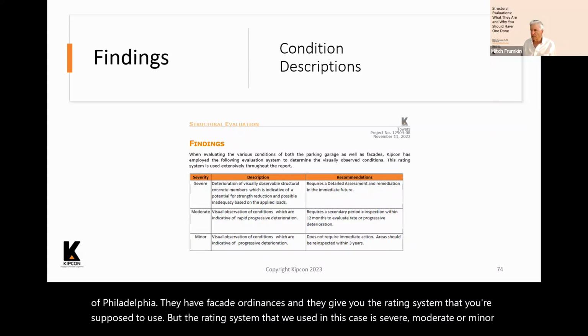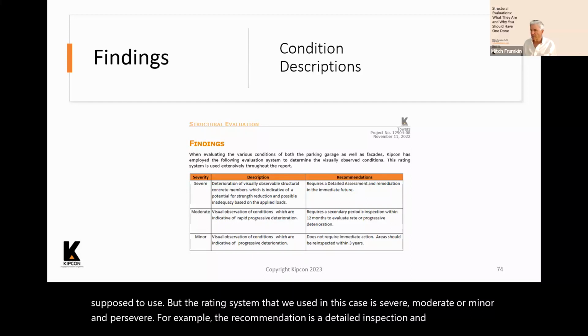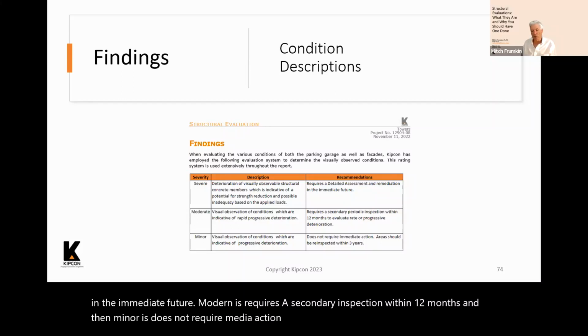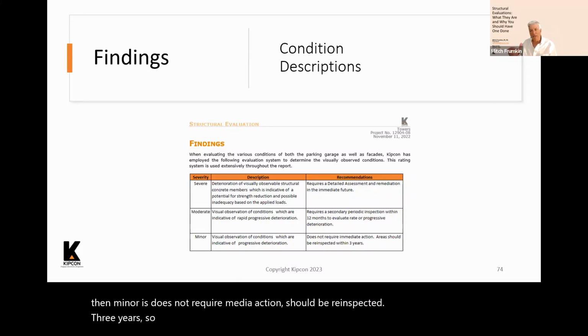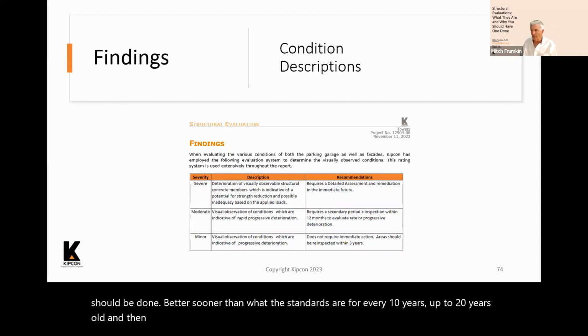And for severe, for example, the recommendation is a detailed inspection and remediation in the immediate future. Moderate requires a secondary inspection within 12 months. And then minor does not require immediate action, should be re-inspected within 3 years. So you see that we're making recommendations for when the next inspection should be done that are sooner than what the standards are for every 10 years up to 20 years old, and then every 5 years maximum after that. But this is a description of our findings.